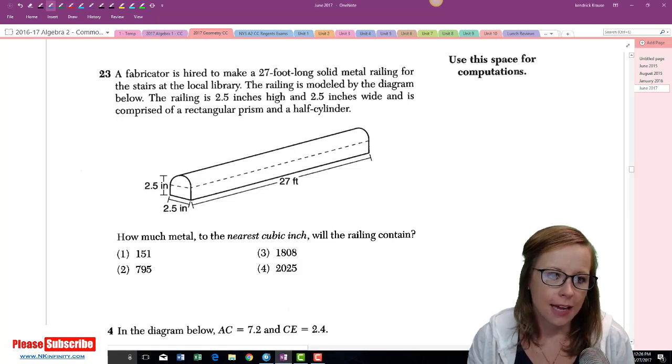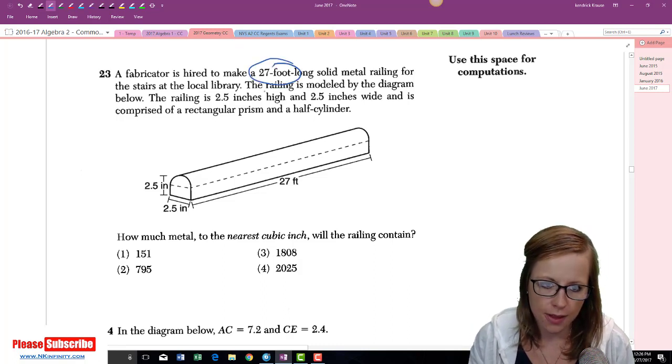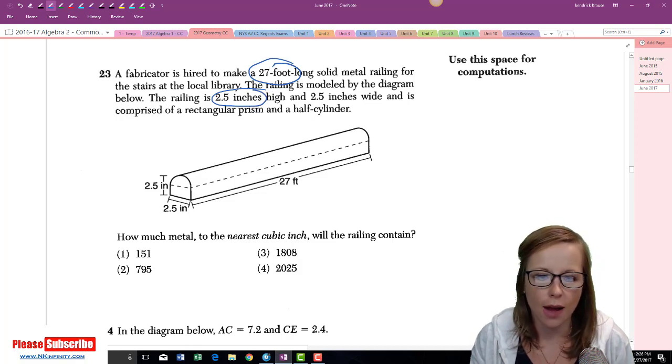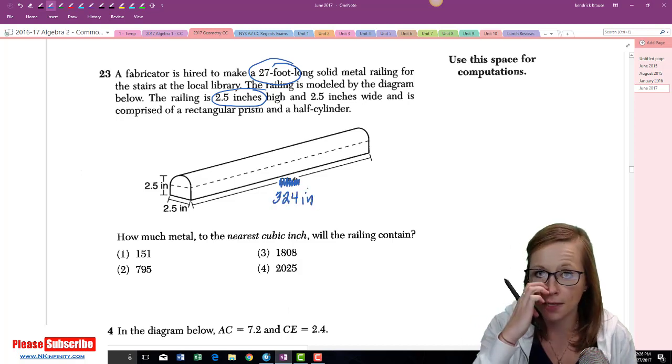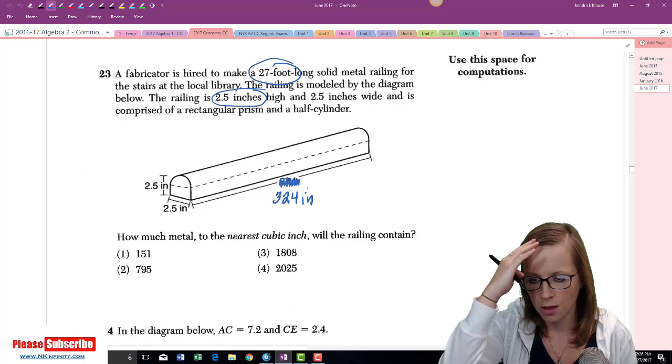Okay, so a fabricator is hired to make this metal railing for the stairs at the local library. The railing is modeled by this diagram. They mention feet here, and then they mention inches here. You know you have to change. So I'm going to multiply this and get 324 inches. 27 times 12 is 324.